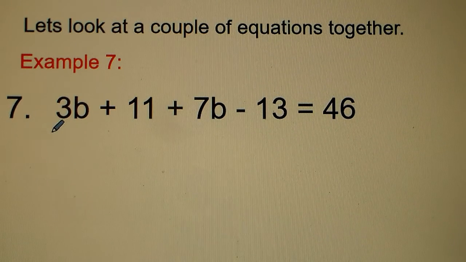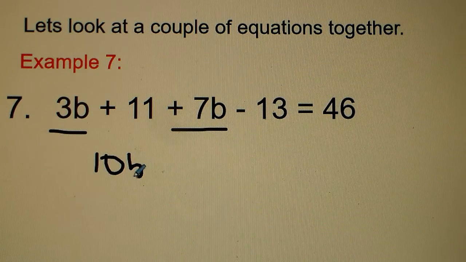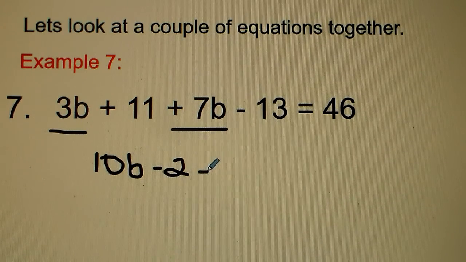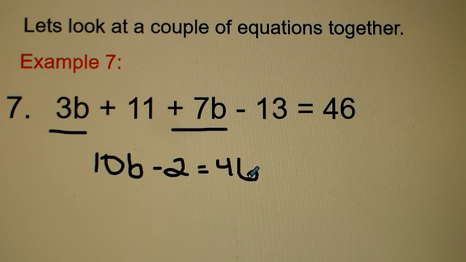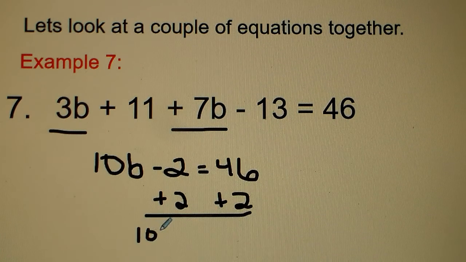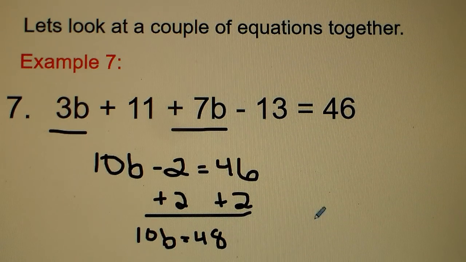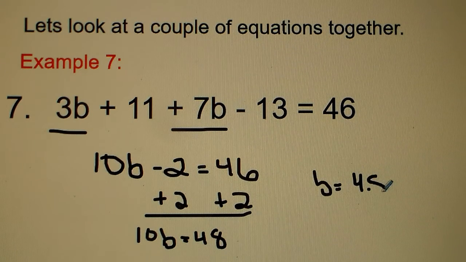Alright, look at problem number 7. We have a plus 3b. That matches up with the 7b. So 3b plus 7b gets us 10b. 11 minus 13 gets us minus 2. That equals 46. Add 2 to both sides. And we get 10b is equal to 48. Divide both sides by 10, and we get b equals 48. Or sorry, b equals 4.8. Because 48 divided by 10 gets us 4.8.